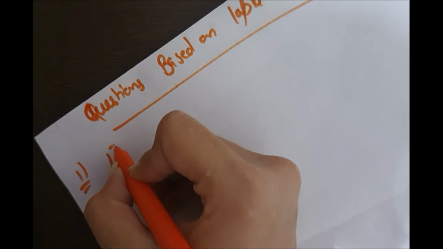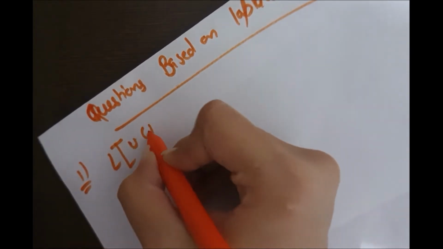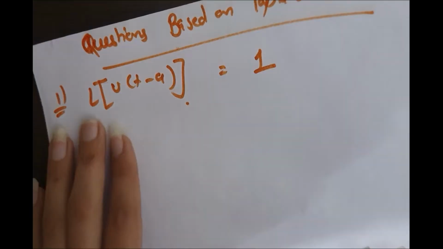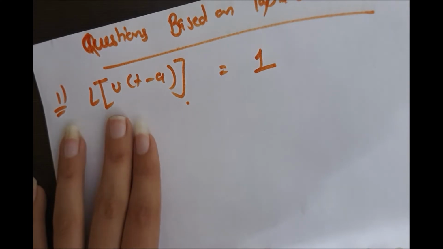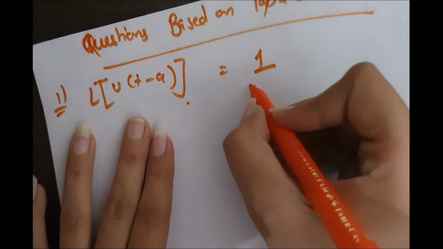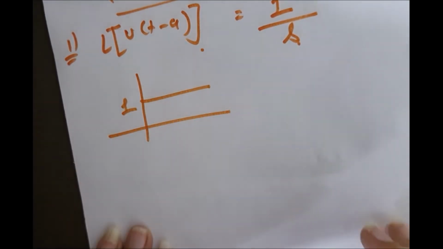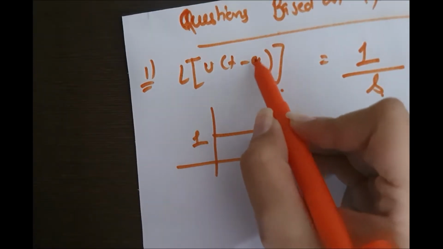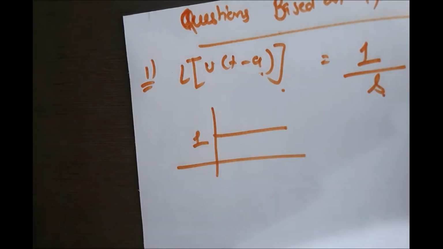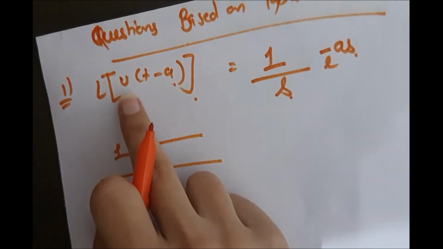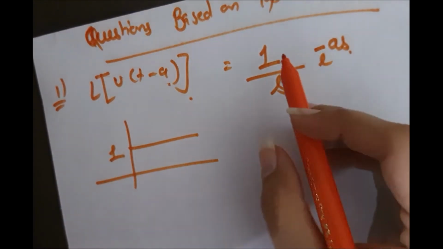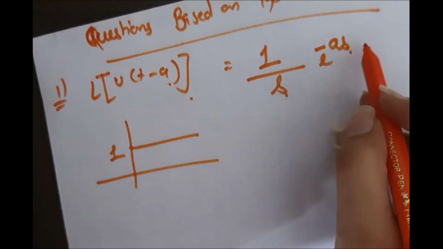If we are asked about the Laplace transform of u(t minus a), here we apply the shifting property. The Laplace transform of u(t) is 1 by s. As I told you, this is the u(t) function, and the Laplace transform due to this minus a will be, due to the shifting property, exponential minus as. So the Laplace transform of u(t minus a) will be 1 by s exponential minus as.